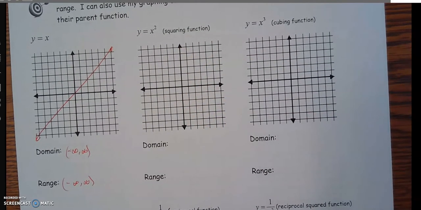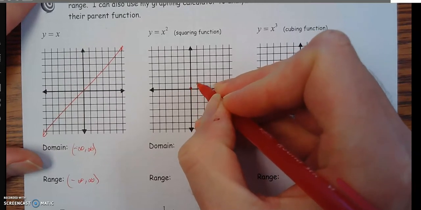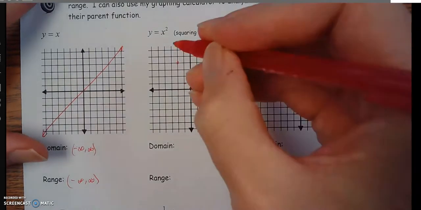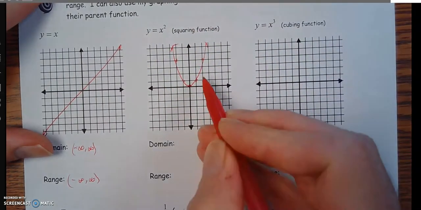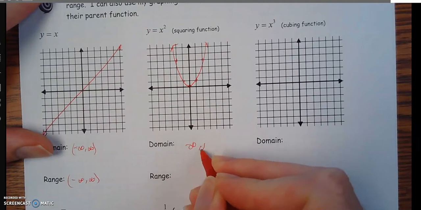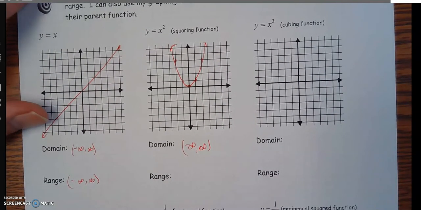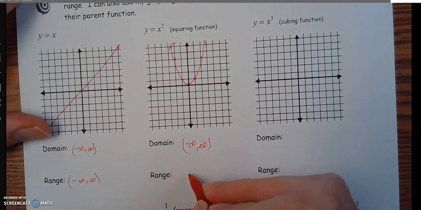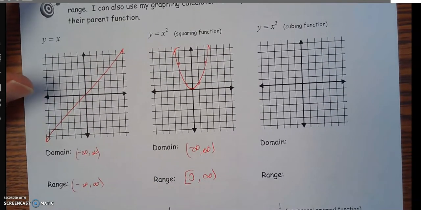The squaring function, or quadratic, x squared, is going to be that U shape. These are just the first few points that are right on there. Make a U out of it. And the domain of this is negative infinity to infinity. You can plug anything in, you can square anything, but for the range, you can't have an answer that's negative after you square it. So this is going to be from 0 on to infinity.